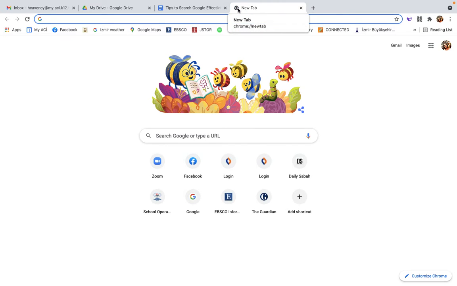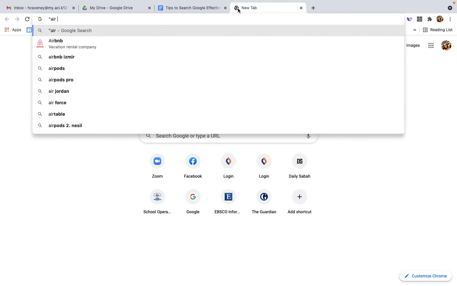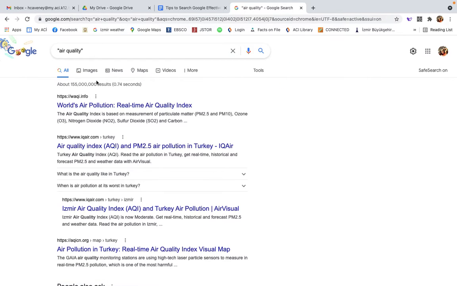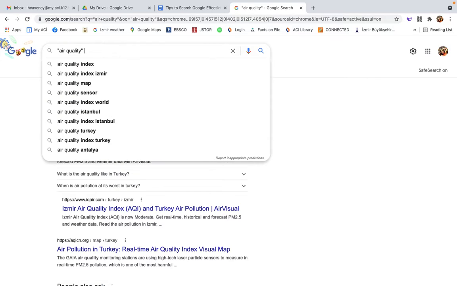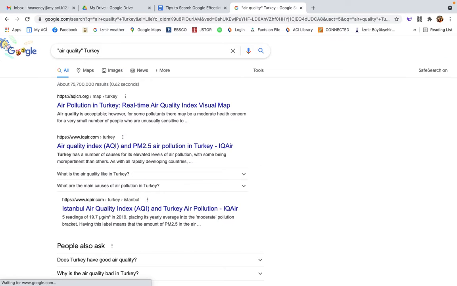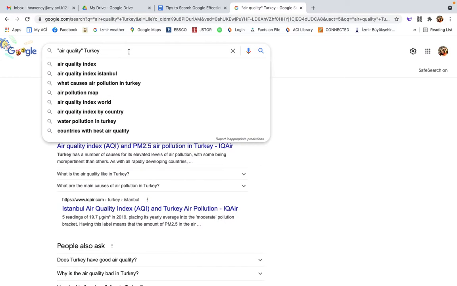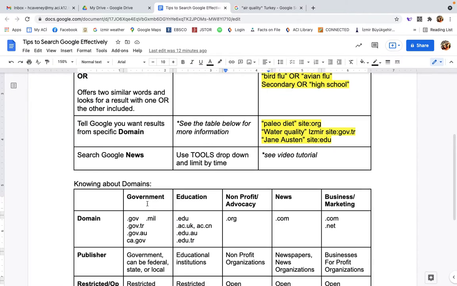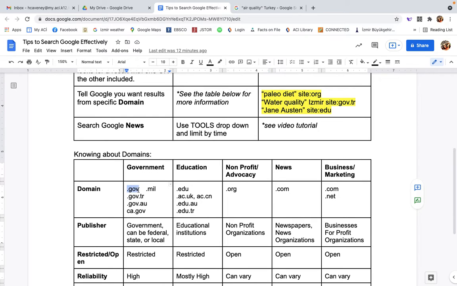For example, maybe I want to know about, again, I'm going to use quotations, "air quality." All right, so air quality, 155 million. That's a lot. So let's take a look at Turkey. I could do it this way, still 75 million. But let's say I want to look at a government site in Turkey. If you look at my tip here, I've actually brought this up. So .gov is going to take you to the United States or America. But other countries have gov and then their country domain at the end. So let's try that.